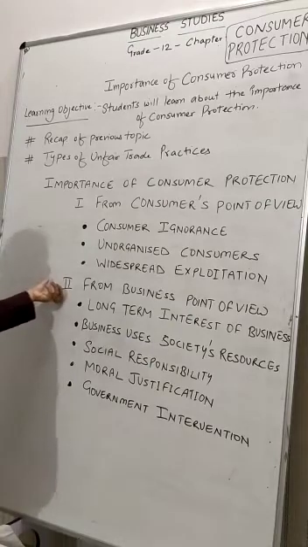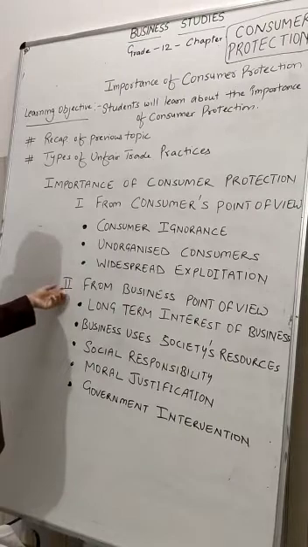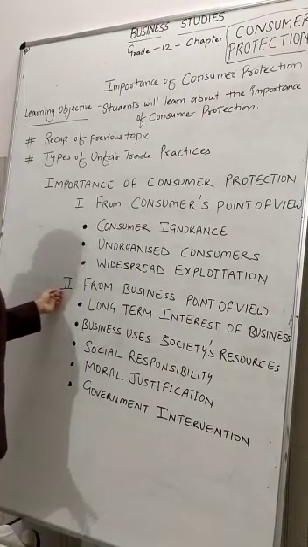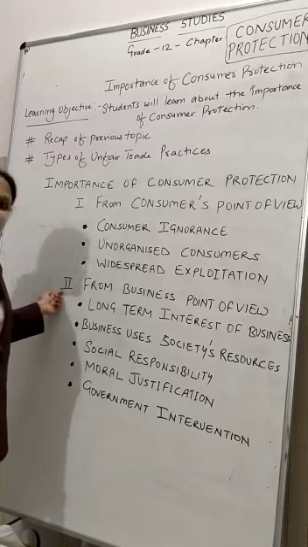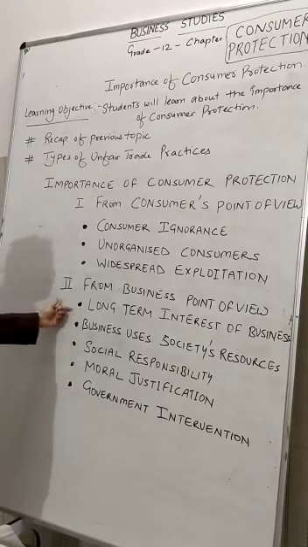Now from the business point of view, we will study how consumer protection is important. Here we use the modern approach, caveat vendor. It means let the seller beware of what his responsibility is to protect the interest of consumers. The first one is the long-term interest of business.